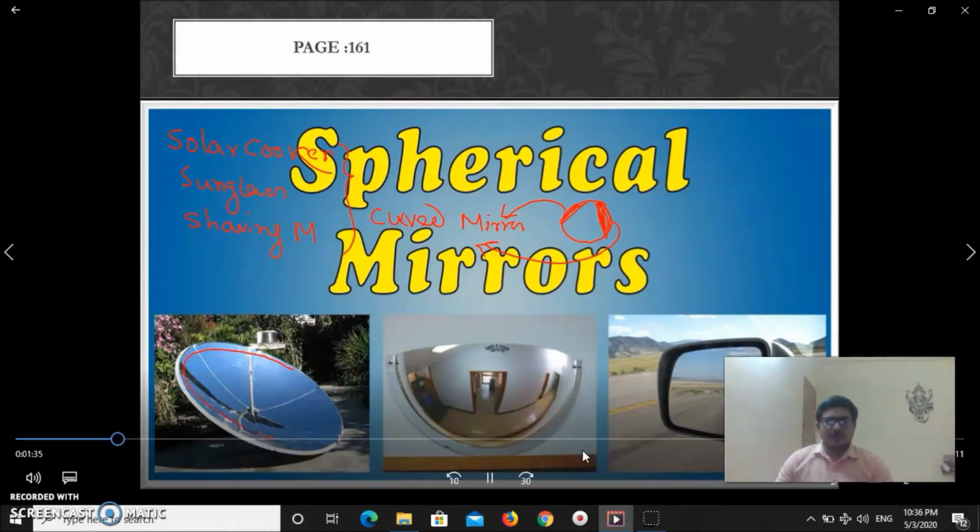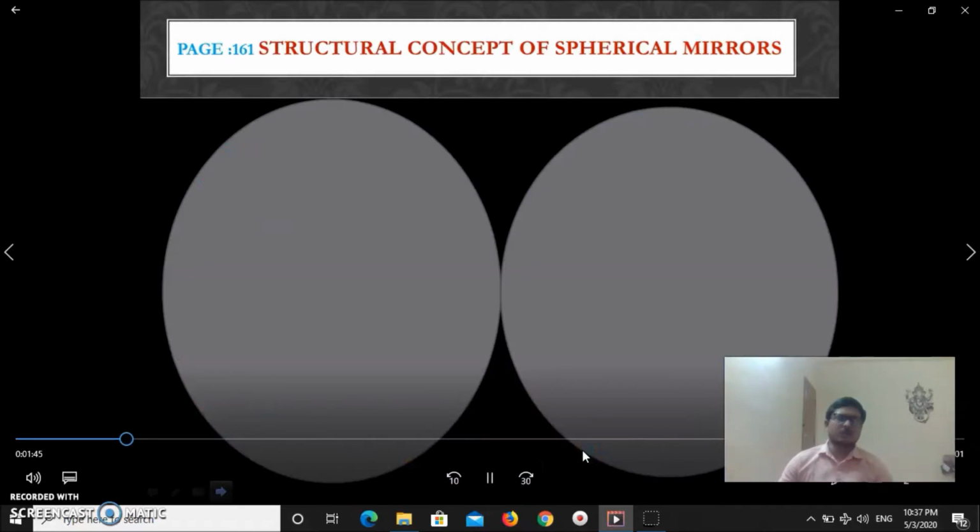Okay, so this is the solar cooker. Here you can imagine a big sphere, or you can think this solar cooker is a part of a big sphere. So let's discuss the types of spherical mirror. Broadly speaking, we divide the spherical mirror into two parts. One is concave type, another is convex type. Clear? So two types of spherical mirror are there that we have to learn in this chapter.